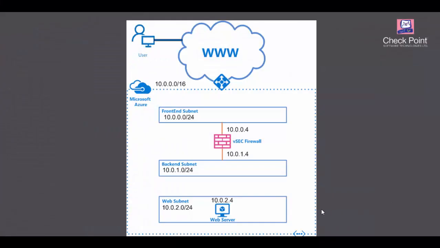Next, we would like to create the Web Subnet, shown here, and deploy the web server into it. I remind you we have the VNet that we've created, the two subnets front end and back end, and the firewall that is being currently set up and integrated. So let's go ahead and create our subnet and then deploy the web server onto it.